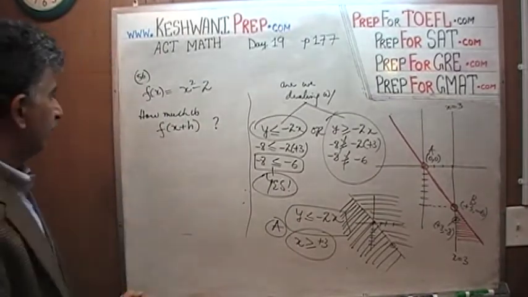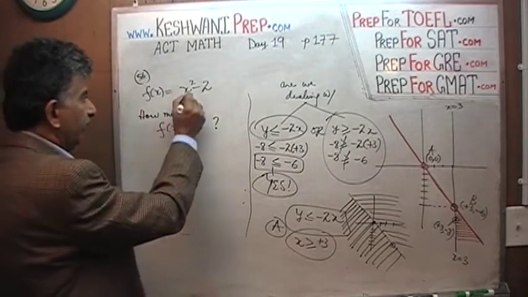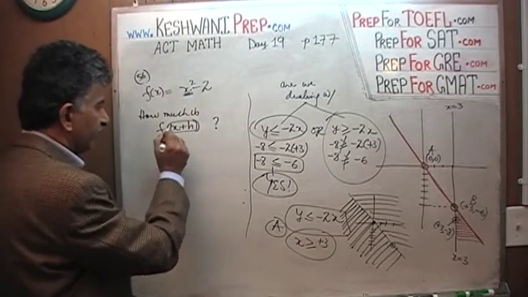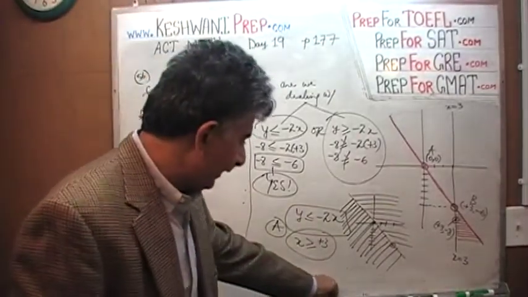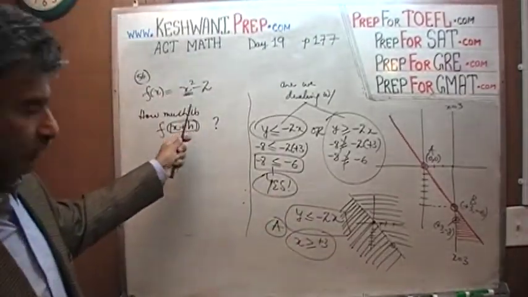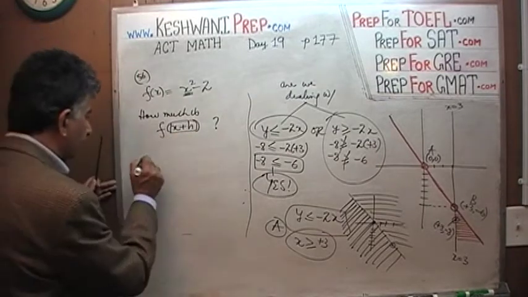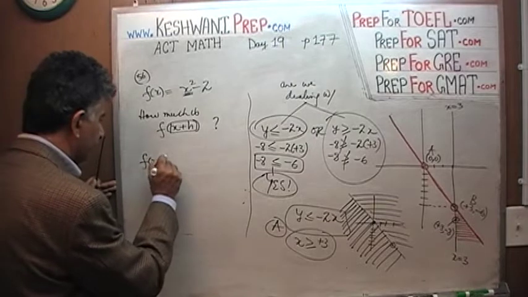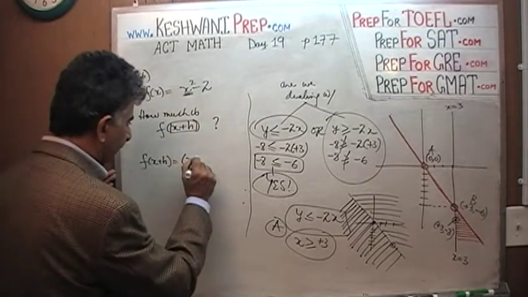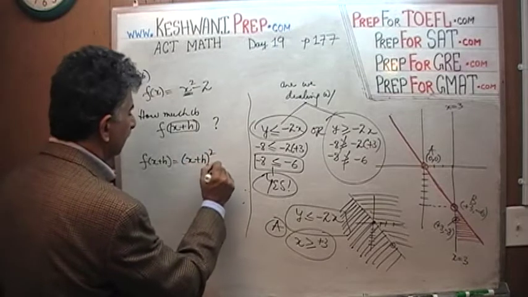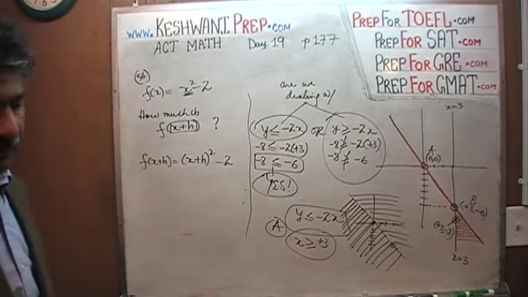It's very simple. What we do is, wherever we see x in the original function, we replace it with x plus h. Wherever the x appears in the original function, all we have to do is replace it with x plus h and simplify it. So let's do that. F of x plus h is going to be equal to this quantity squared, which is going to be x plus h squared minus 2. X plus h squared, how much is that equal to?